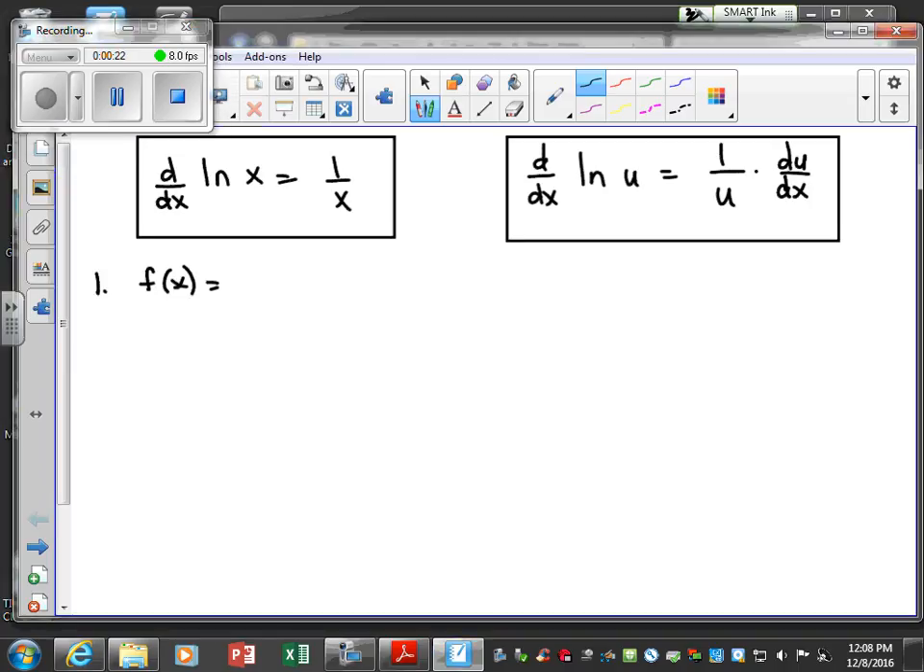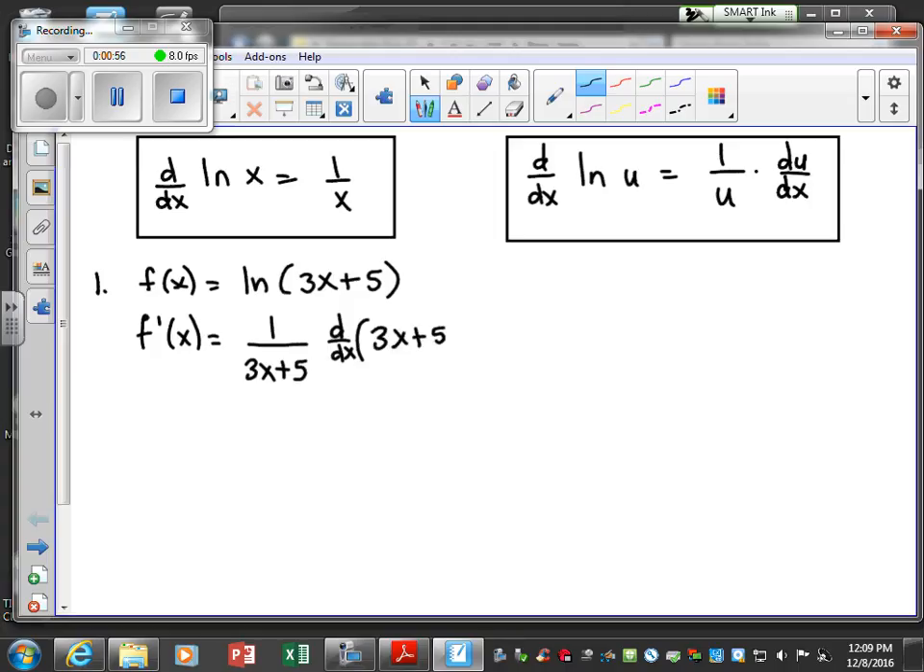If the given function is the natural log of 3x plus 5, clearly this is not just a standalone x, so we're over here in this case. So we take our first derivative, and the natural log is 1 over u. Our u in this case is the 3x plus 5. 1 over u times the derivative of u, so du dx, the derivative of u with respect to x.